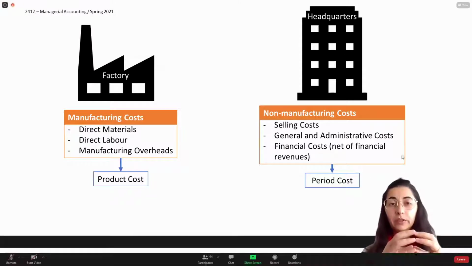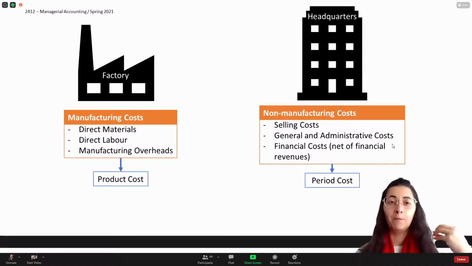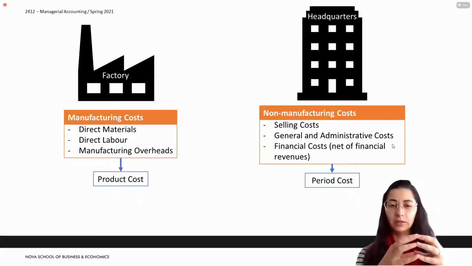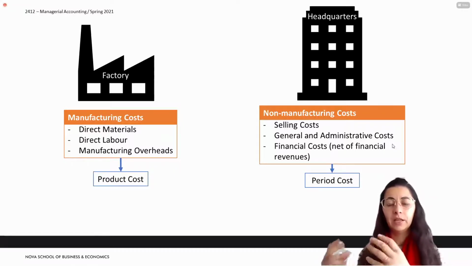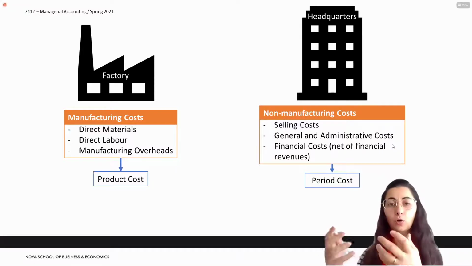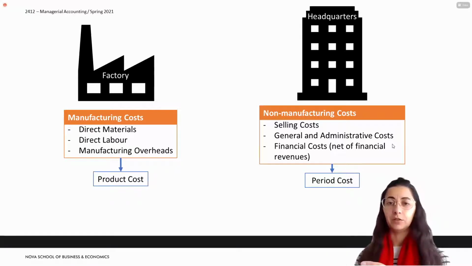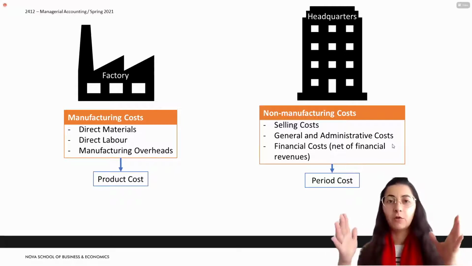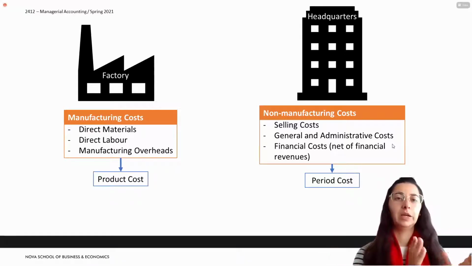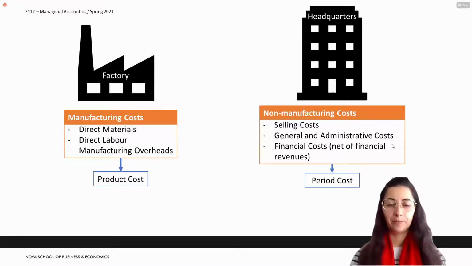Build up the product cost. As we saw last week, the cost of goods manufactured is the product cost. And when we look on the other side to the headquarters, the non-manufacturing costs, all of these are period costs. They are not associated with the product costs. They are costs of the period. They are not related with the product directly.